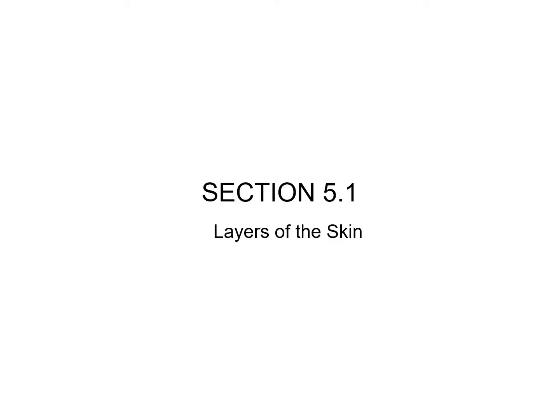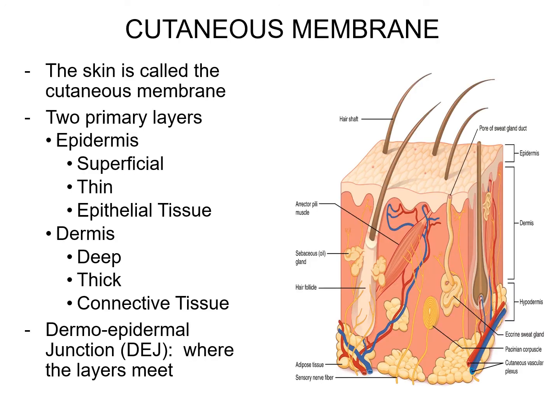So let's begin by talking about the layers of the skin. Another name for the skin, as I mentioned, is the integument. An additional name for the skin is the cutaneous membrane. So recall what a membrane is. It's just a barrier separating two things, right? With the skin, it's separating your outside environment, the outside world, from the inside of your body. So skin and cutaneous membrane are interchangeable.